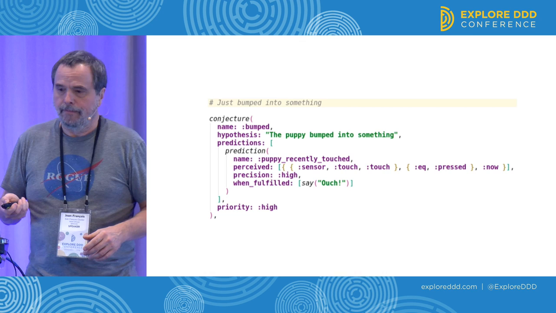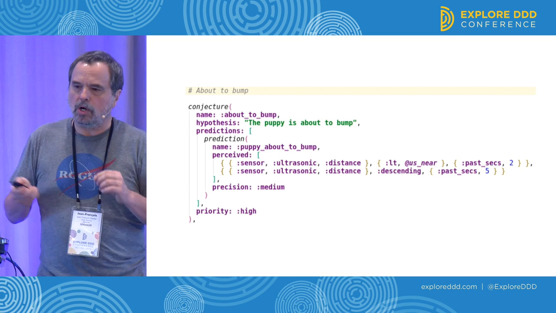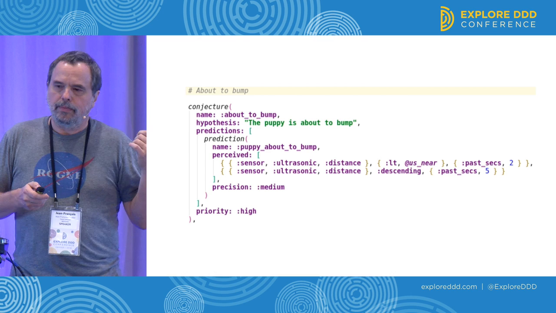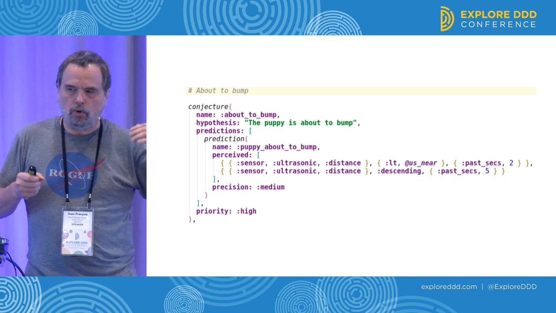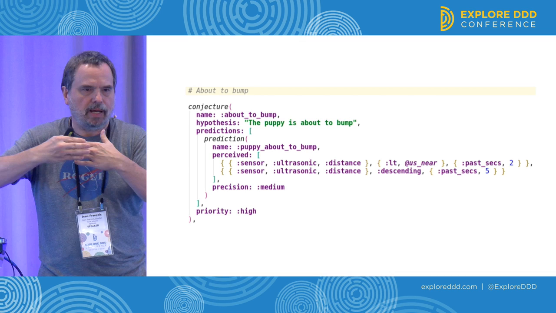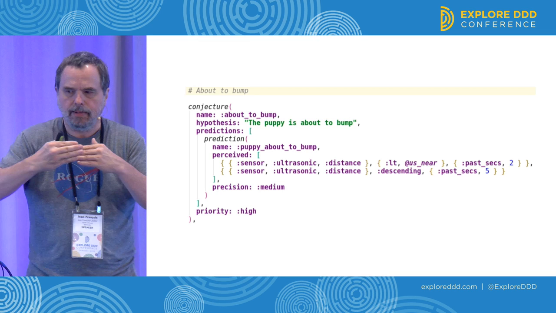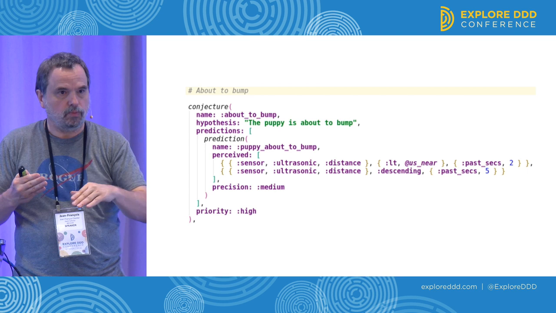All right. About to bump. Here, it's a little bit more complex. It's one prediction that the puppy's about to bump. And in order for that to be true, the ultrasonic sensor must feel that it's near to an obstacle. In this case, near is about 15 centimeters. It's been near to the obstacle in the past 2 seconds, right? And that distance has been going down for the past 5 seconds, which means we're getting close. We're close and getting closer. That's what it says.